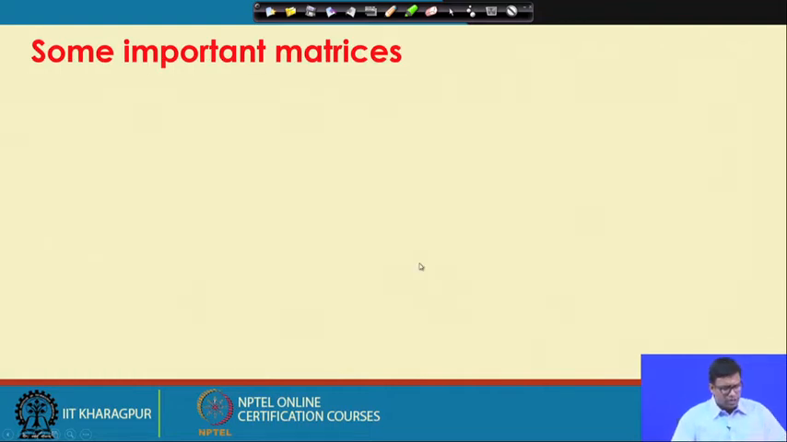So, we start looking into some of the important matrices. Basically, we look into the definitions of these things. So, when the notation is used, we will figure out that actually this type of matrix has been discussed.